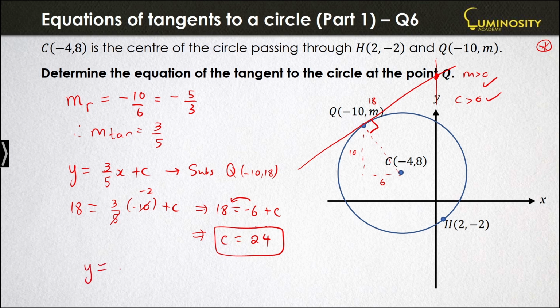Therefore, the equation of the tangent line to the circle at the point Q is y equals 3/5 x plus 24. Awesome. I'll see you in the next one.